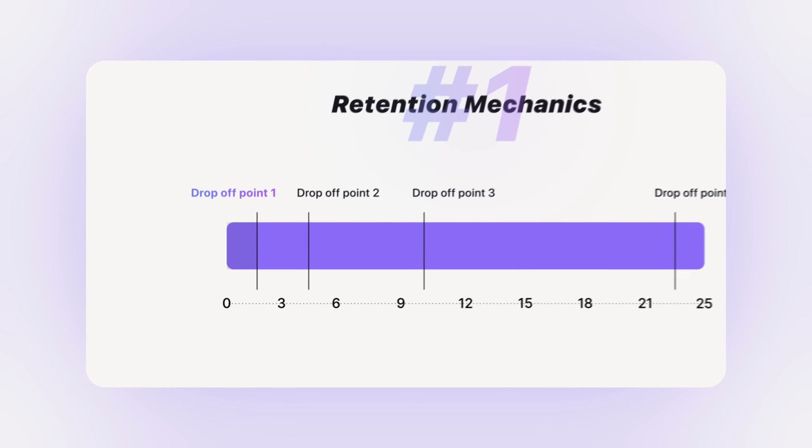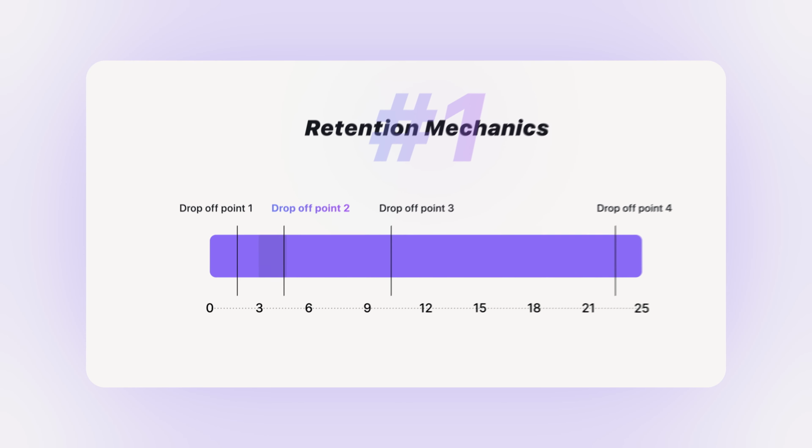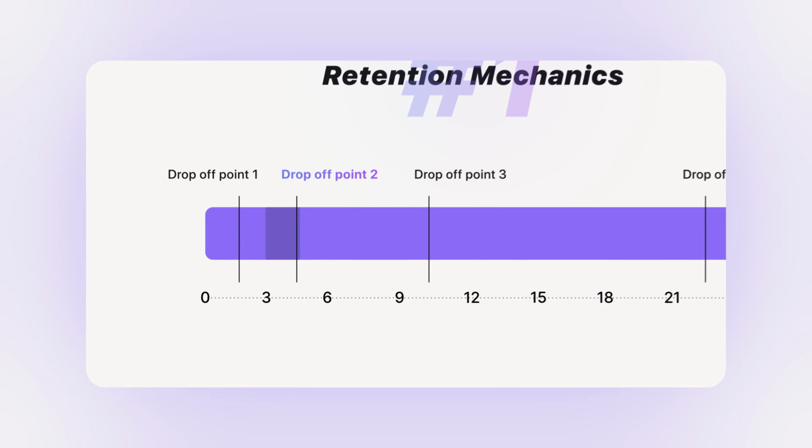Drop-off point 1, the first 1.5 seconds. This is before they even process what you're saying. This is pure visual pattern recognition. If your video looks like every other video, they scroll. If it looks different, they pause. Drop-off point 2, second 3 to 5. This is where they process your opening line. If it's boring, generic, or doesn't create curiosity, they're gone.